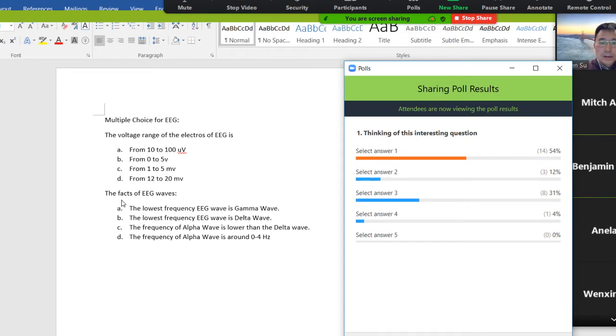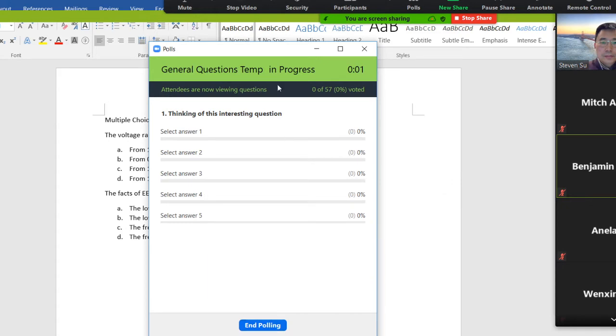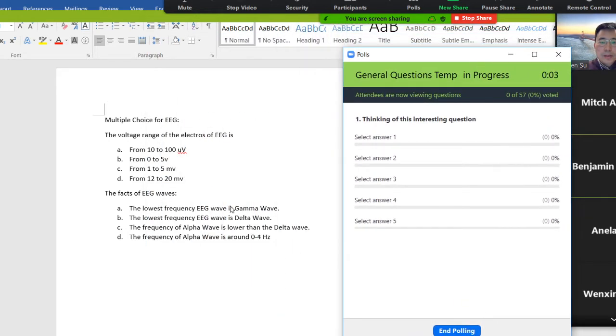The next one is about the features of EEG waves. It's mainly a frequency related question. The lowest frequency of EEG wave is gamma wave. The lowest frequency EEG wave is delta wave. The frequency of alpha wave is lower than the delta wave. The frequency of alpha wave is around 0 to 4 hertz.